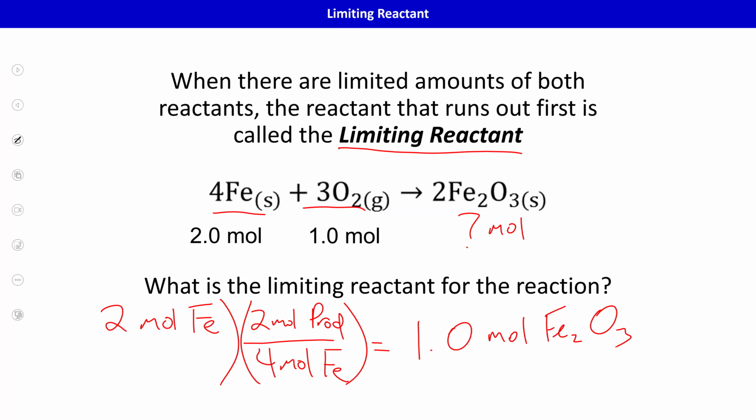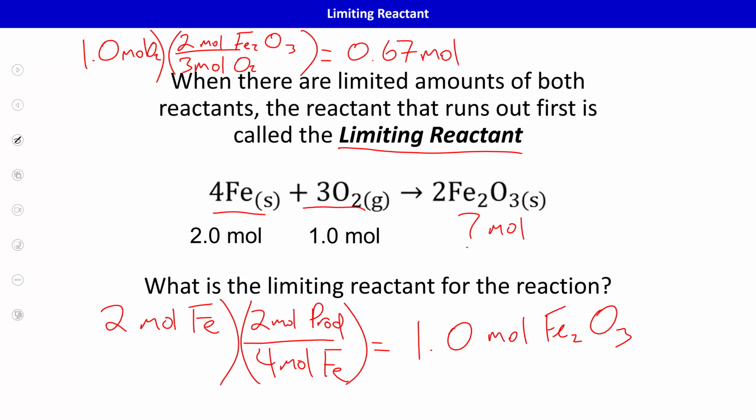Then we're just going to do the exact same thing, but with the oxygen. So I didn't leave myself much room on this slide, so I'll do it at the top. If we have 1.0 moles of oxygen, and every 3 moles of oxygen makes 2 moles of Fe2O3, we get 0.67 moles of product.